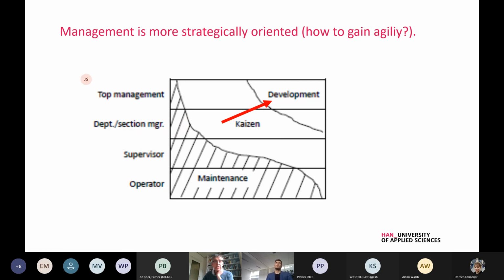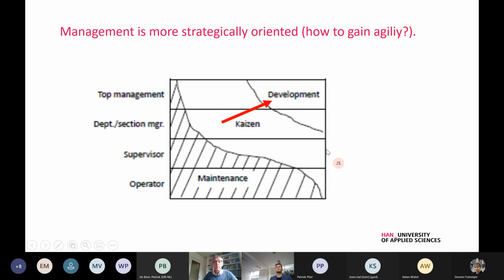This is an old picture of Toyota from the 1980s, not the arrow, but the picture. It says operators, with respect to improvement, are doing things, and when there is a deviation, they learn from it and repair it. That's called maintenance. The supervisor is also busy with maintenance: obeying the rules, and if a rule is not obeyed, then repair it. That's called maintenance.